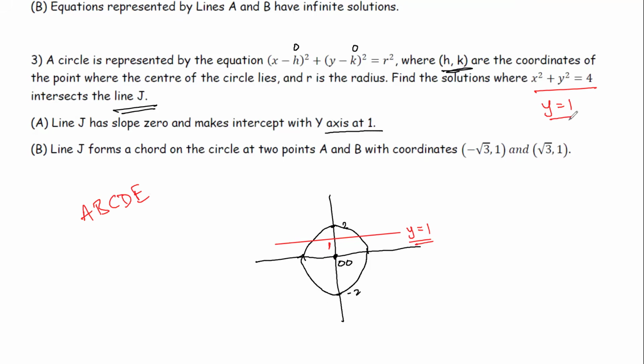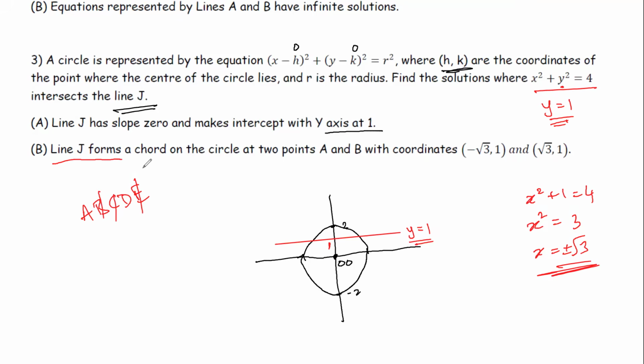So we simply substitute the value of y in here. And so we get x squared plus 1 is equal to 4. So x is equal to 3. Sorry, x squared is equal to 3. So x is equal to plus minus root of 3. So find the solutions. So solutions are plus minus root 3. So A answers. A answers, B, C, E are out.